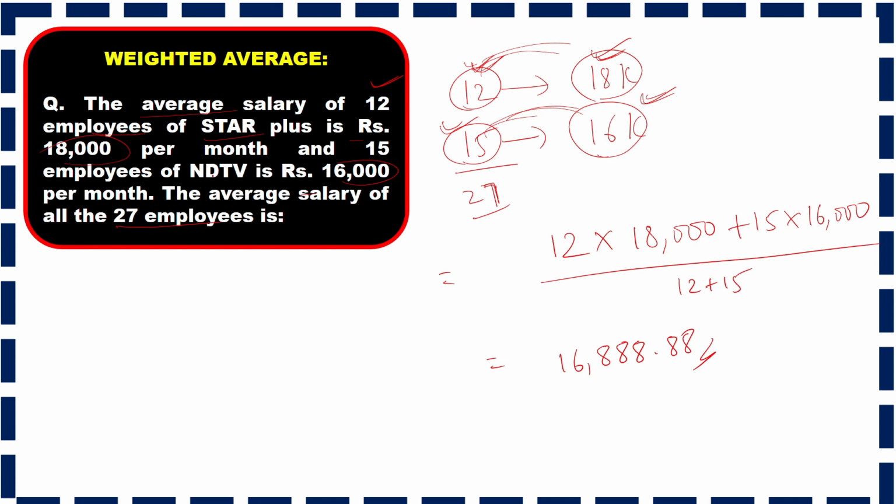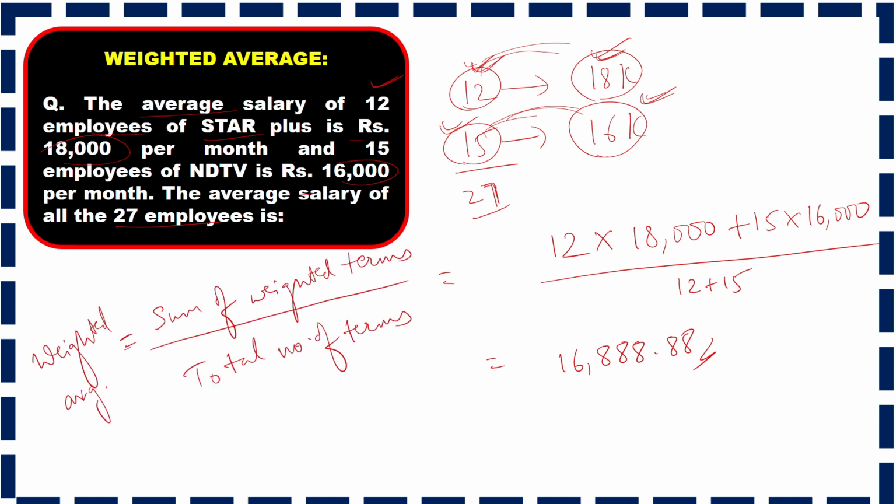Weighted average is the sum of the weighted terms. In this case, what are these weighted terms? What does a weighted term mean? If we multiply these, this is one weighted term and this is one more weighted term, divided by the total number of terms. In the first case the number of employees is 12, and in the second case it's 15, so 12 plus 15. This is how we calculate weighted average for any problem, any case.